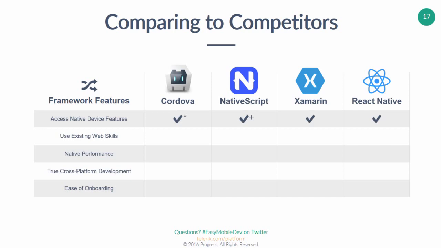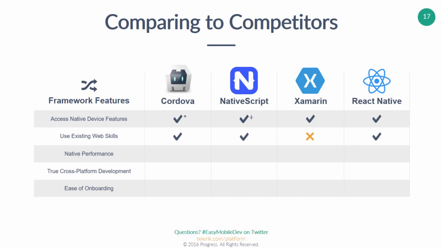So starting at the top, every framework here allows you to access native device features. The asterisk next to Cordova is because Cordova relies on plugins to access features, so it can lag behind other frameworks. NativeScript, on the other hand, gets a check plus because it provides access to 100% of the native device APIs all the time. This is especially useful for when, say, iOS 10 comes out. You don't have to wait for plugins to be updated. With NativeScript, you can use those APIs on day one, unlike Xamarin and React Native.